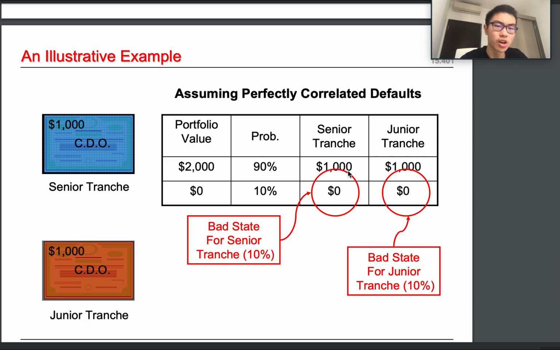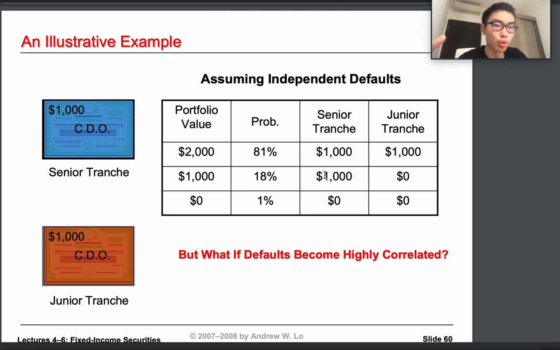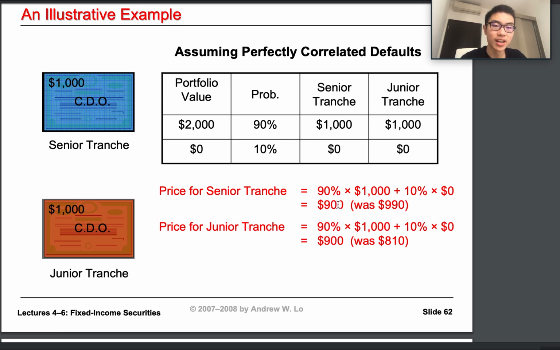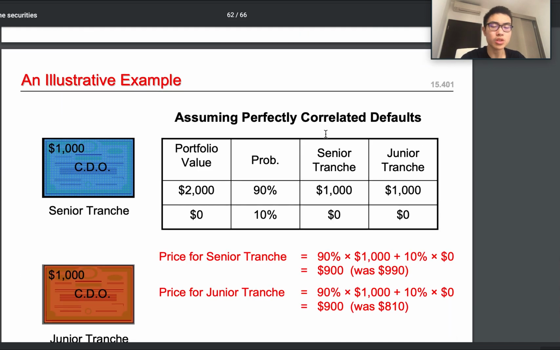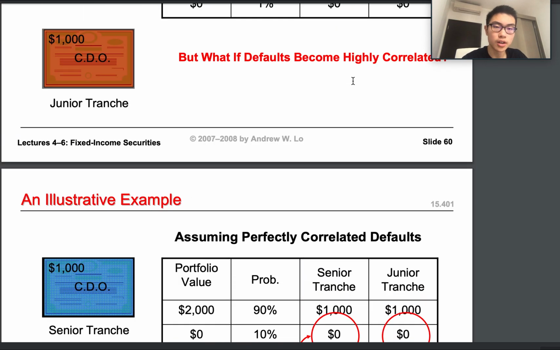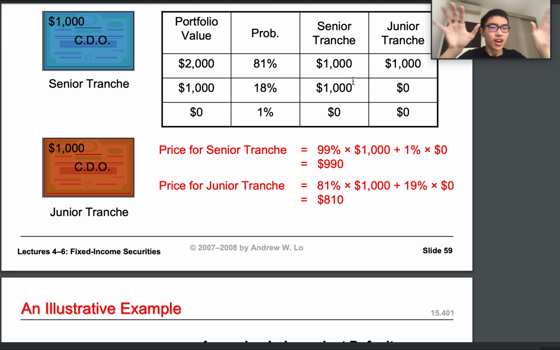If we assume both of these bonds are perfectly correlated, we won't have the situation where the senior tranche gets $1,000 and the junior tranche earns nothing. This probability won't be able to exist. Therefore, we have to price it again at $900 if assuming both of them are perfectly correlated. Honestly speaking, in the market, they won't be 100% correlated, but they won't be 100% uncorrelated either. Therefore, the securitization that I just mentioned won't be exactly what the market is going to have. It's not going to be exactly the solution.